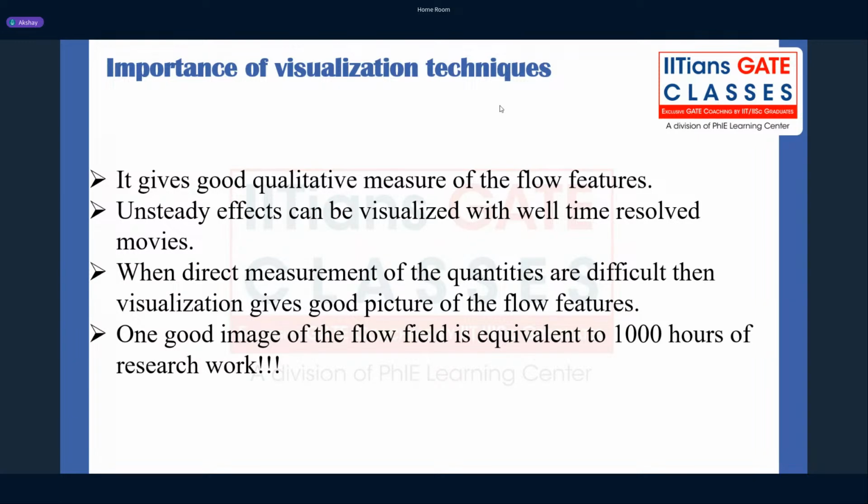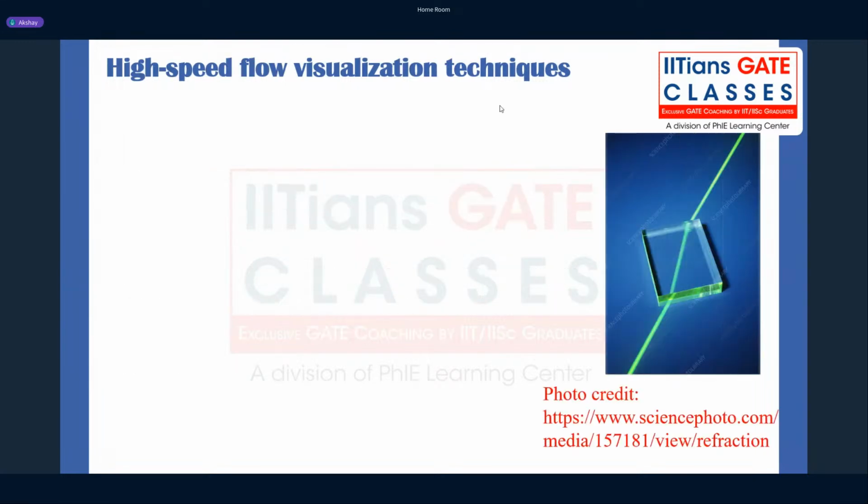So now we will move on to high speed flow visualization techniques. As of now I gave an introduction to what flow visualization is and why we need flow visualization techniques, and mainly we focused on the low speed flow visualization techniques that we are kind of aware of. Now we will move on to high speed flow visualization techniques.